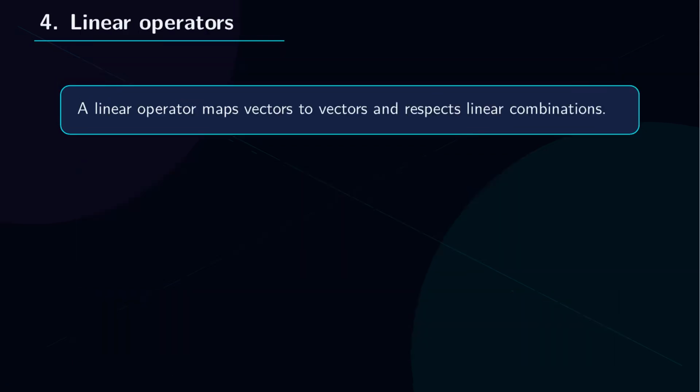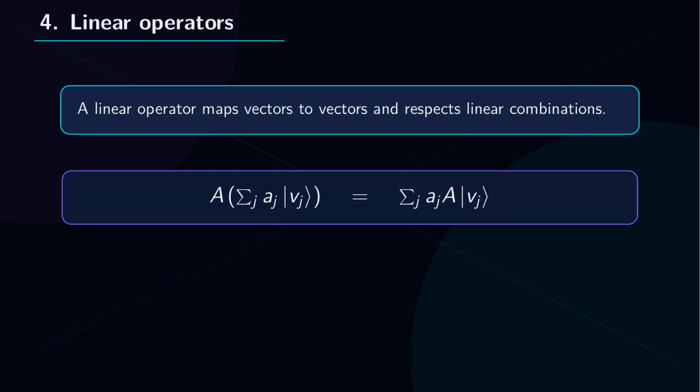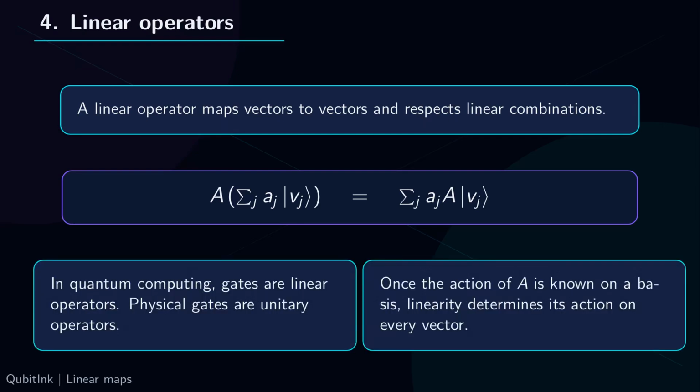A linear operator maps vectors to vectors while preserving linear combinations. The equation makes linearity explicit. Applying A to a weighted sum is the same as applying A to each vector separately and keeping the same coefficients. Quantum gates are linear operators, and physical gates are unitary. Once we know how an operator acts on a basis, linearity determines its action on every vector in the space.